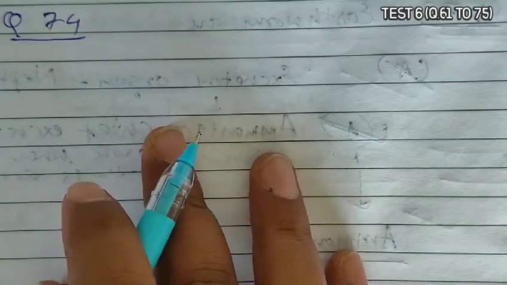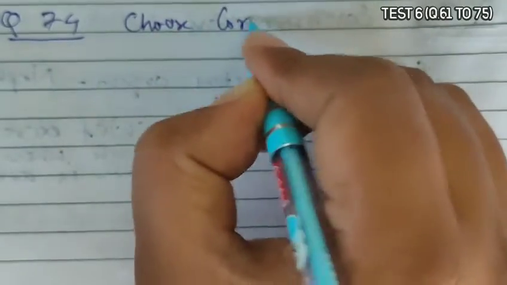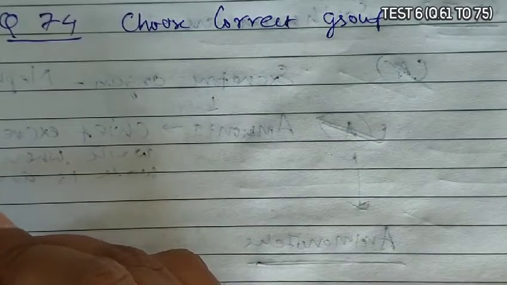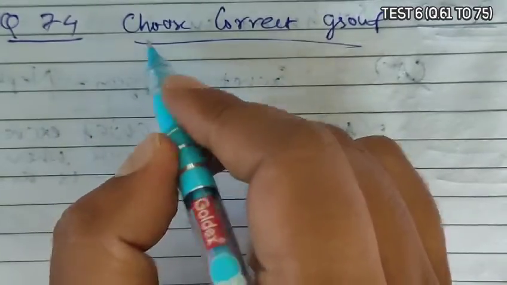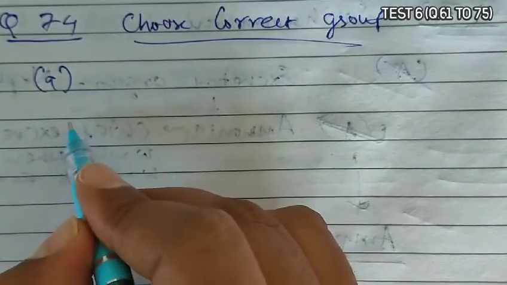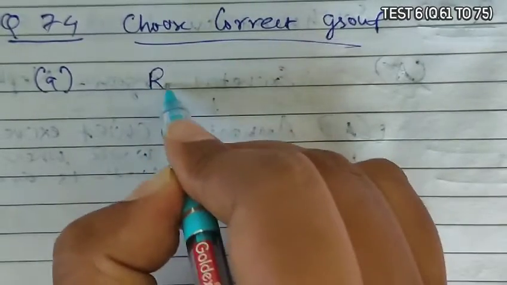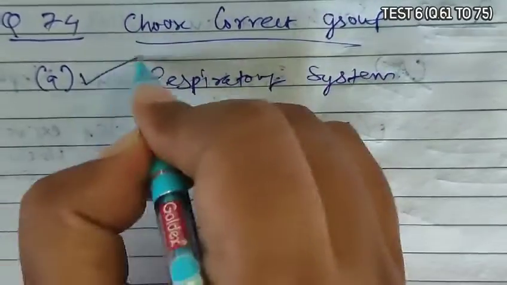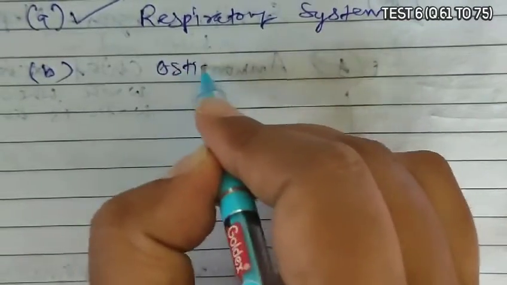Next is question 74. Question 74 asks to choose the correct group which concerns any one system in cockroach and frog. So option A is given as spiracles, lungs, trachea, circular muscle and nostril. All are associated with the respiratory system. So obviously this becomes the correct answer, but we should understand the other options.